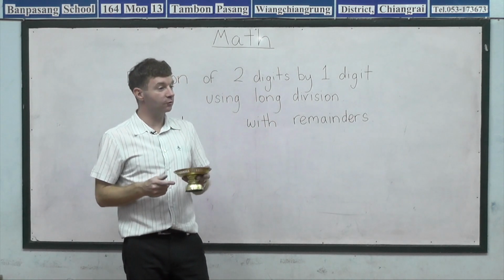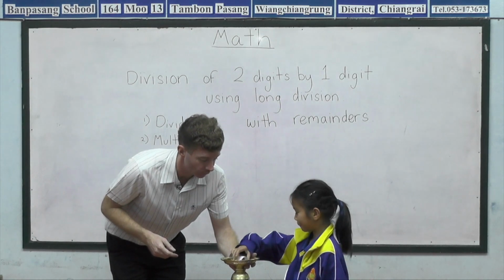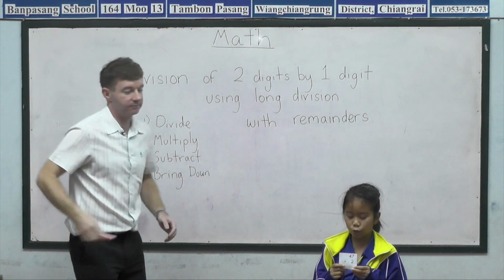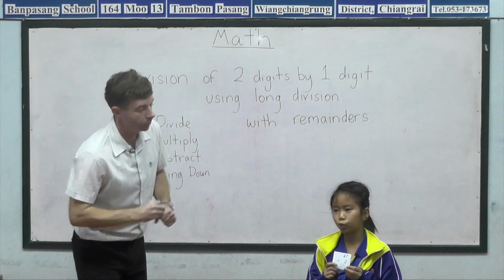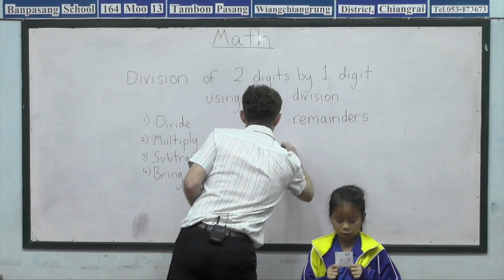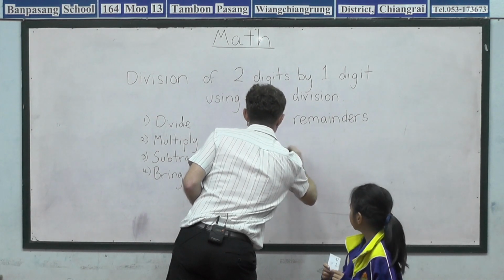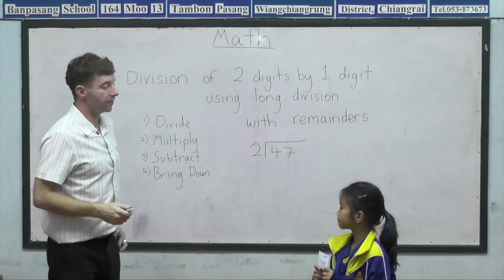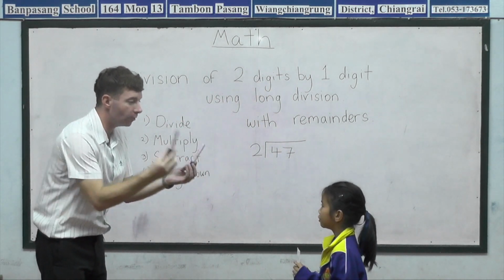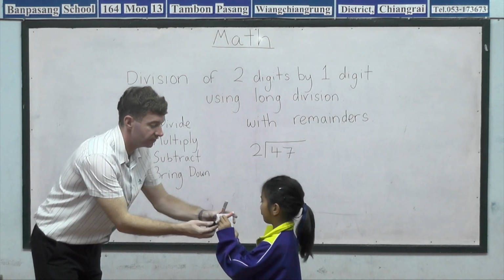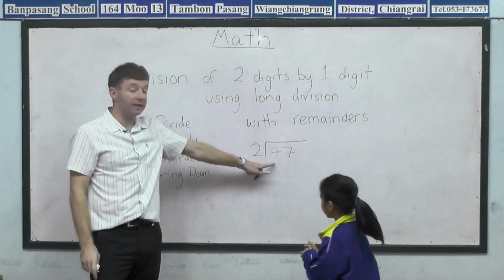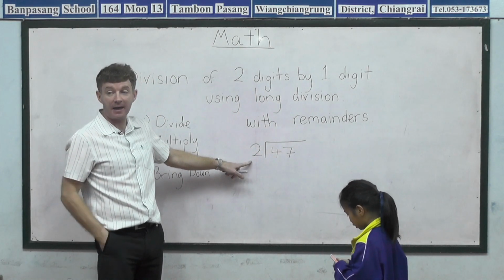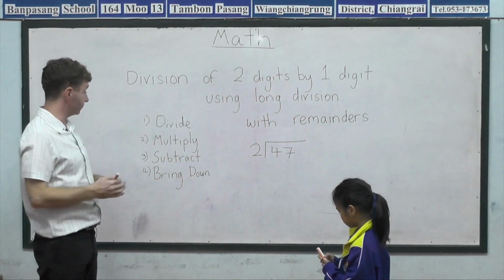So if you would like to choose your problem, there you go, you can take from the top. Excellent, can you show your friends? 47 divided by 2. Okay, so Prel, what colour would you like? Would you like blue or black? Black. Okay, let me hold that for you. So guys, our problem is 47 divided by 2. So let's work it out using our steps.